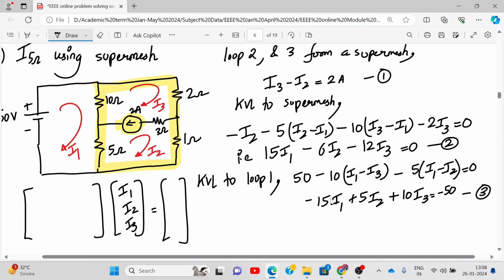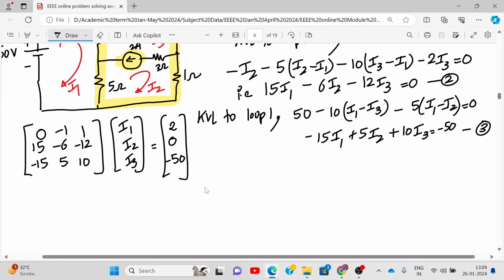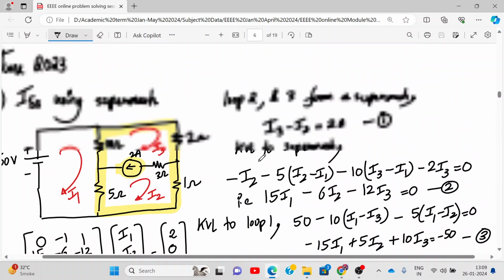Yeah, so this will be 0, minus 1, 1, 2. This will be 15, minus 6, minus 12, 0. This will be minus 15, 5, 10, minus 50. Is this proper now? So find out I1, I2, I3. I1, I2, I3, how much? Anyone with the answer?